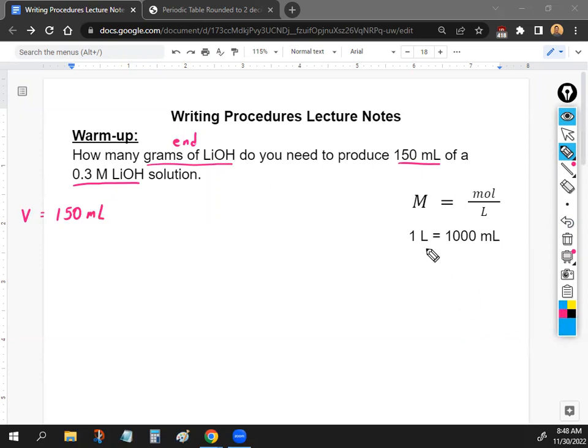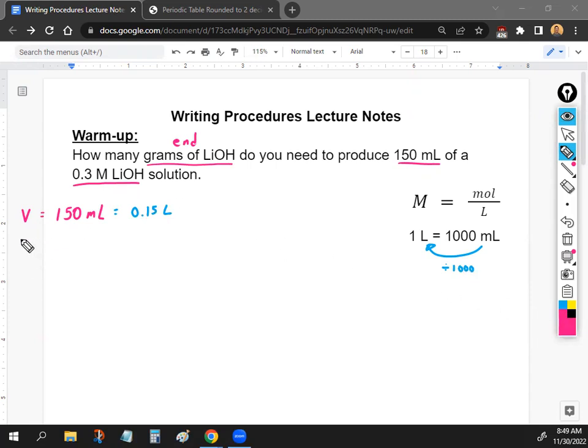Now, if you guys remember from last time, if you ever have milliliters, we need to turn it into liters. So we can do that very easily by dividing the number by 1,000. So you can divide 150 milliliters by 1,000, and that should give you 0.15 liters. Okay. So whenever we're working with molarity, just make sure you turn milliliters into liters. Very simple, just divide by 1,000. Okay.